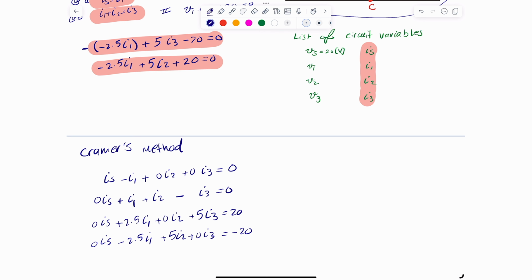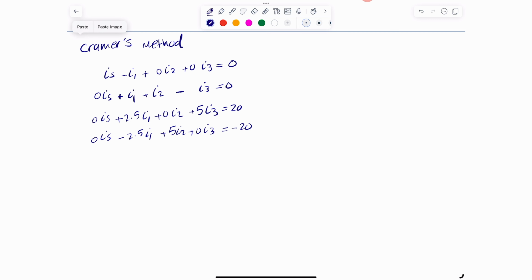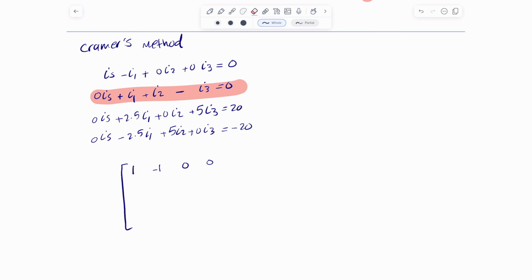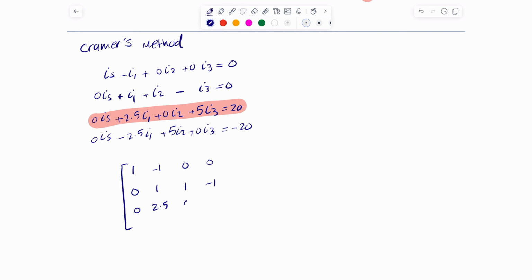negative 20. So Cramer's method tells me, okay, you organize all these equations, you can rewrite them in terms of matrices. So you can take the coefficients of IS, I1, I2, and I3 in each one of the rows and just write them. For the first equation in here, that will be 1, -1, 0, and 0. And the second one will be the second one in here. That will be 0, 1, 1, -1. And the third one, that will be 0, 2.5, 0, 5.